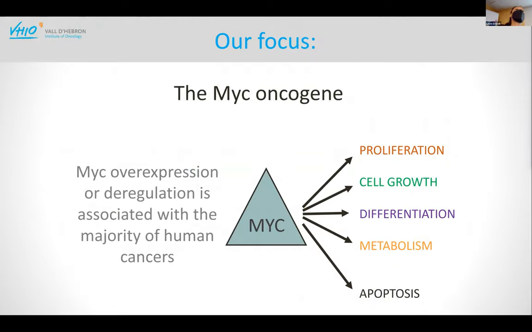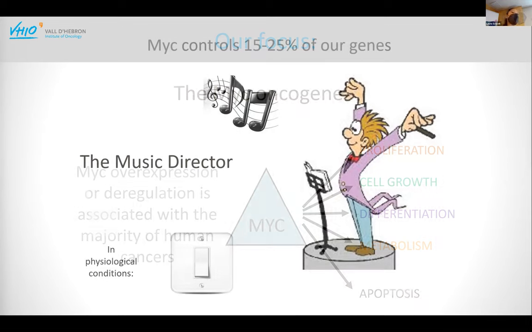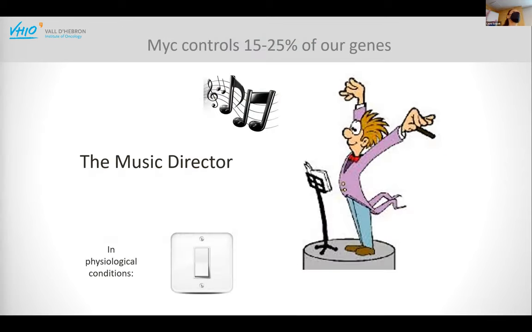MYC has been known for a very long time as a pleiotropic transcription factor. It can control up to 25% of the genes in a cell, and it usually does so in very specific situations. MYC is basically absent in quiescent cells, but when we have a wound, when we need to proliferate, then MYC gets induced and it does its job.